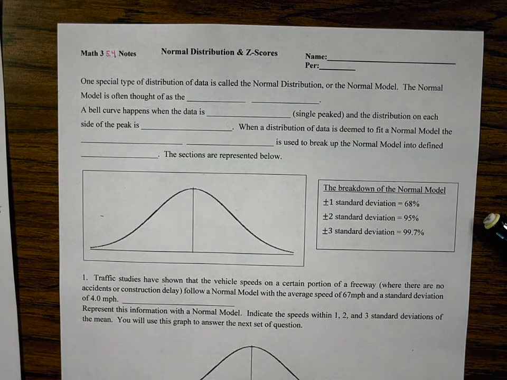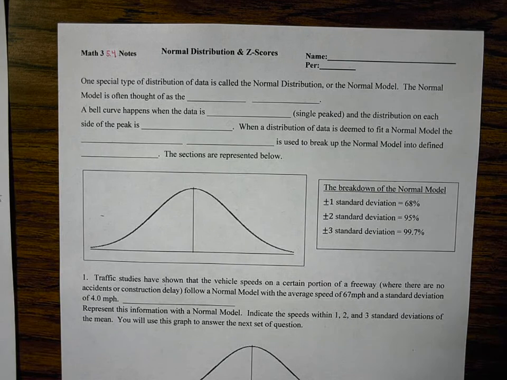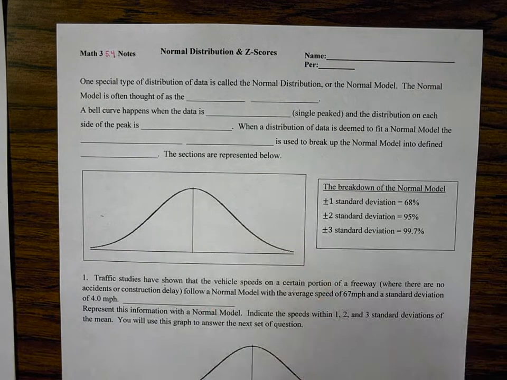This is Math 3 5.4 notes. That's Math 3, Unit 5, Lesson 4. The title is Normal Distribution and Z-Scores, and that's what we're going to be going over today. It says at the top, make sure you fill that in.